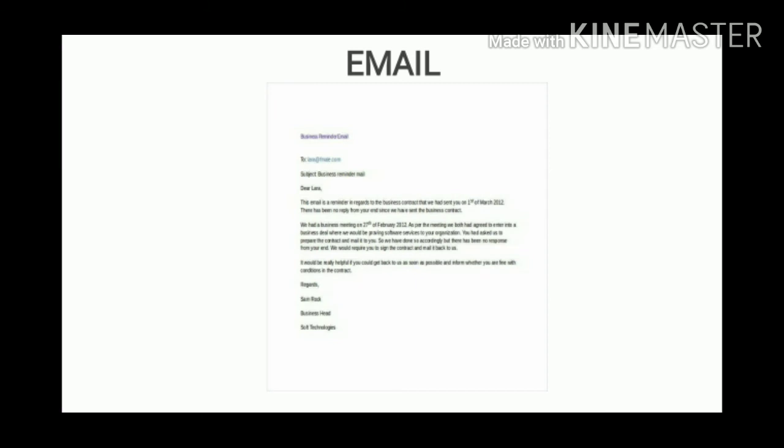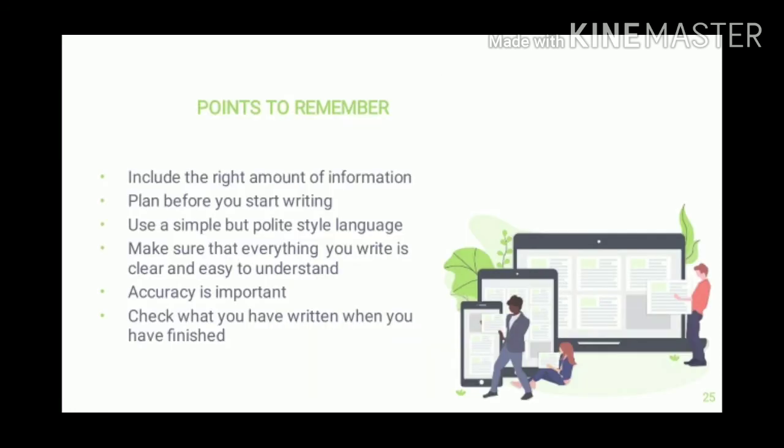So everyone, as you can see in this slide, this is a picture of an example email. In this first line, this is To, for the recipient, and after the To, it is the subject of the email. After the subject, that is the salutation for the recipient, and after the salutation, that is the body of the email, and then after the body, that is the complimentary close, and then the signature.